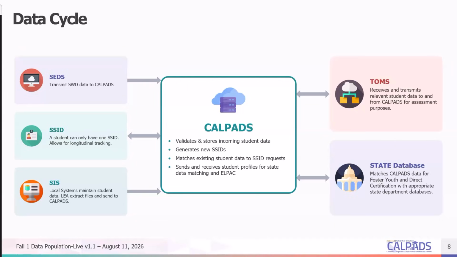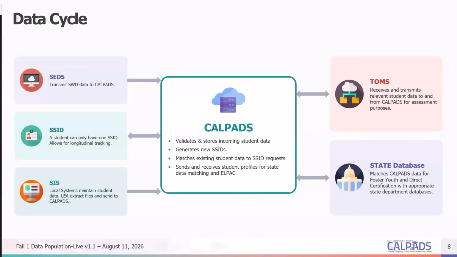The SSID is a unique number that links all student data in CalPADS. Once assigned, the student's enrollment and related records can be submitted and tracked. This process is known as SSID enrollment and is initiated through the SCNR file. SSID enrollment is the foundation of all CalPADS reporting. It ensures that student data is accurately connected and securely maintained.